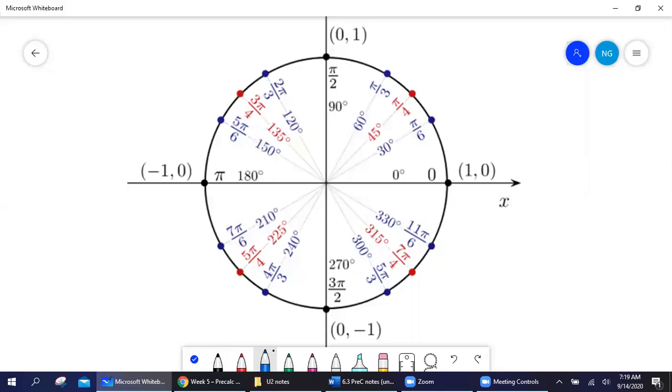This video is to get us familiar with the radian angles around the unit circle, for the special angles at least. It would take too long to always have to convert the radians to degrees, so we need to learn the radian measures and become comfortable with them.